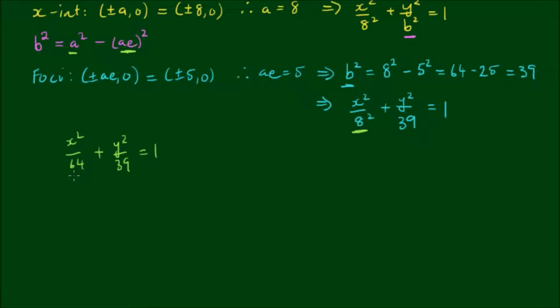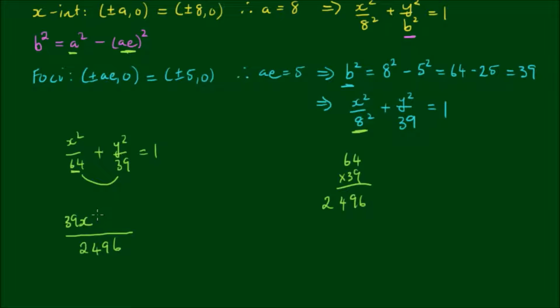Now unfortunately there aren't any common factors between 64 and 39, so to get a common denominator between the x squared and the y squared terms, we need to multiply these two numbers together. So in doing this, 64 by 39 is equal to 2496. So we have a denominator of 2496, and since we needed to times 64 by 39 to get 2496, we need to times x squared by 39.